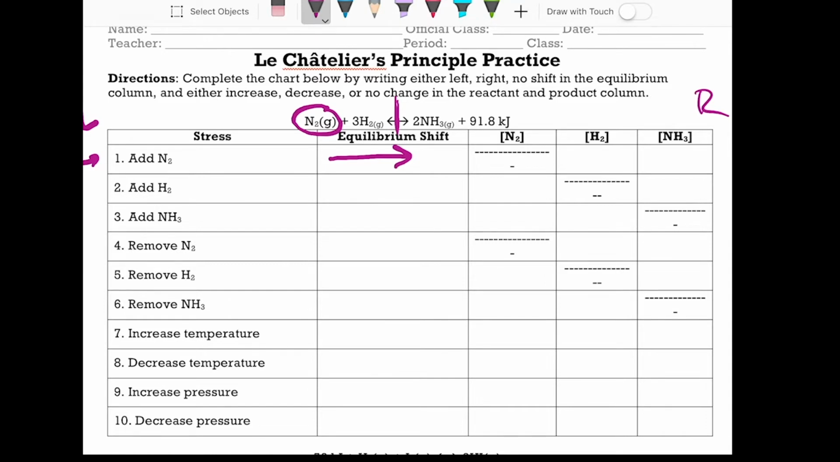So now, if you're pushing towards the right, that means you're using the forward reaction. So any reactant, like H2, will go down because it's being used up. And then the product, the thing you're moving to, goes up.